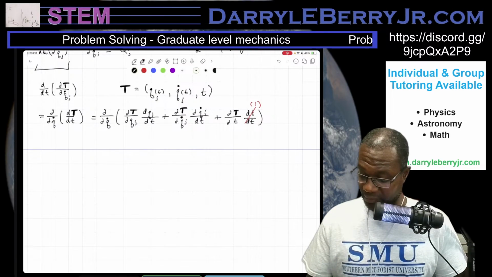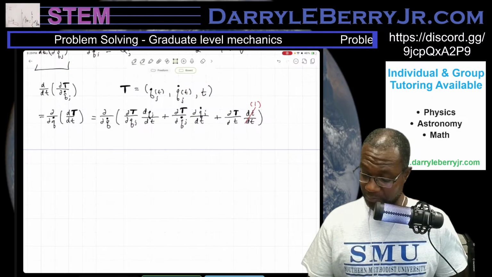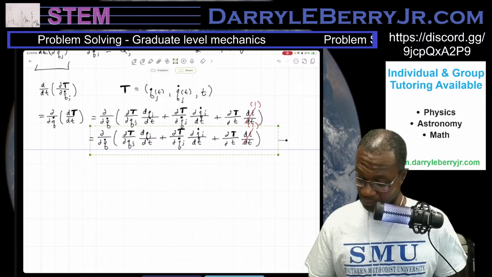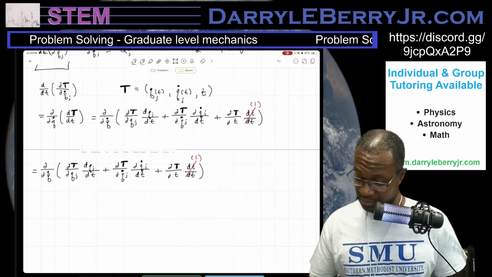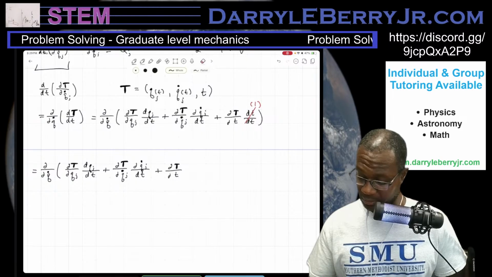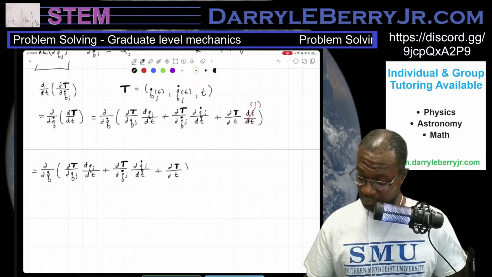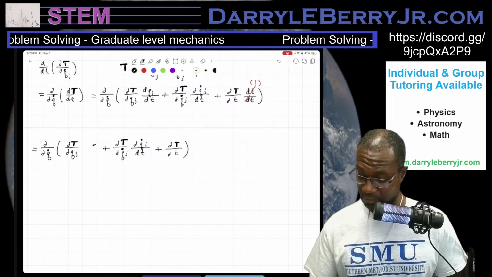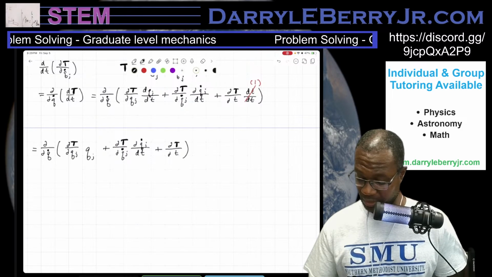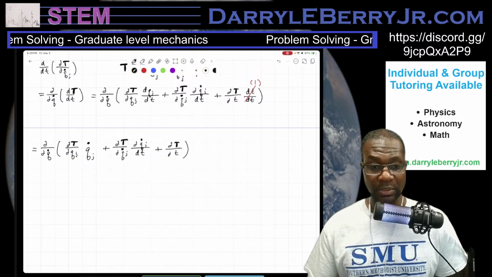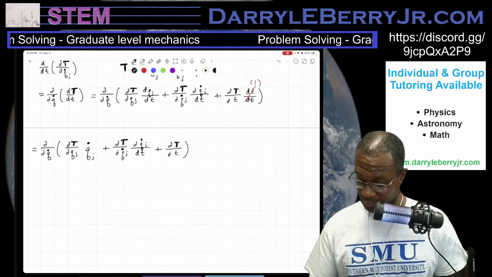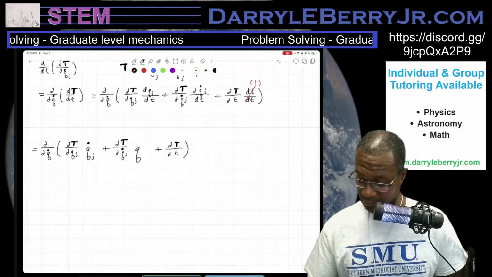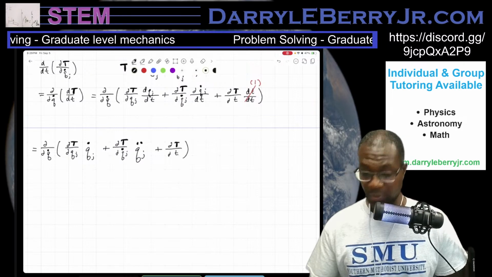You can simplify this a bit farther. I'll copy it down. So since this is equal to 1, let's delete this out. We have this dqj over dt. That's qj dot. This one is qj double dot. Now we have this.